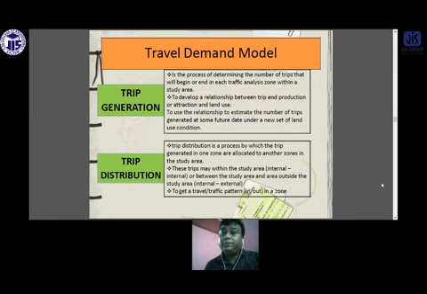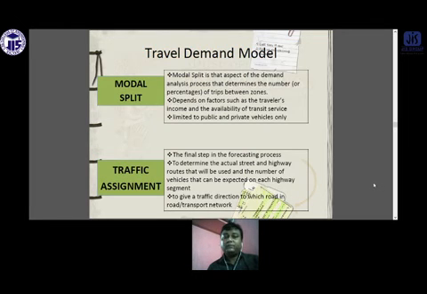Keep in your mind, trip generation means demand and trip distribution means supply. Whether the total demand initiated in a particular zone can be distributed in a proper way, that is the balance between demand and supply. Next is the modal split. Modal split is basically mode selection, which means which mode I will select.